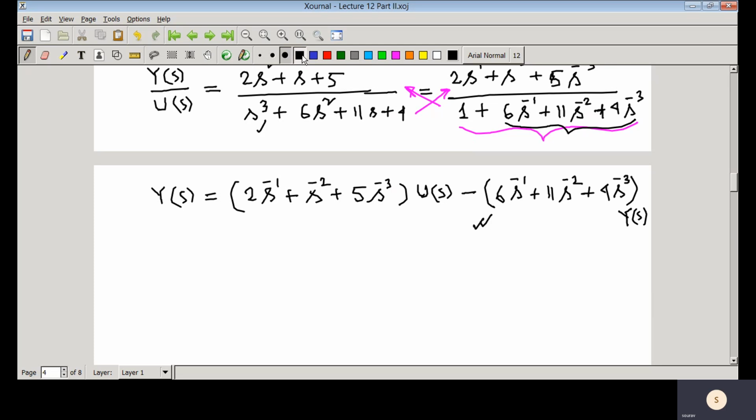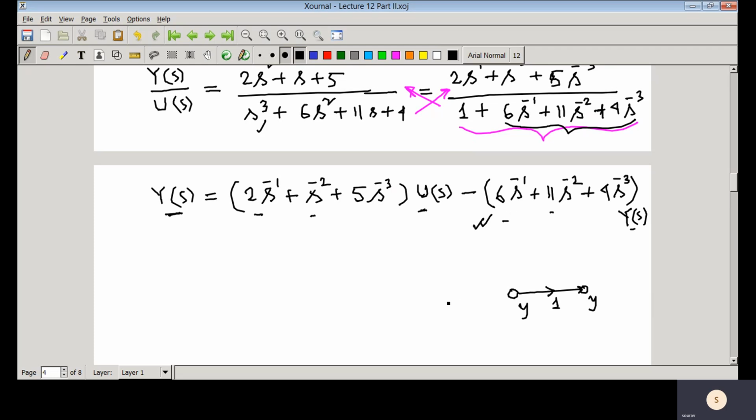If we start with a node, suppose here you can see that Y(s) is 2 into s to the power minus 1 into U(s), s to the power minus 2 into U(s), and again here you can see there would be some feedback, that is minus 6 s to the power minus 1 into Y(s), minus 11 s to the power minus 2 into Y(s), like that. So if we take that node here, suppose this is y, if you just multiply with 1, you have that y, that is the output node.